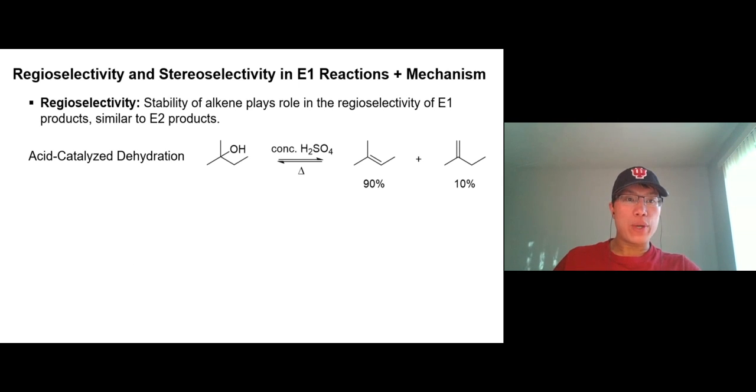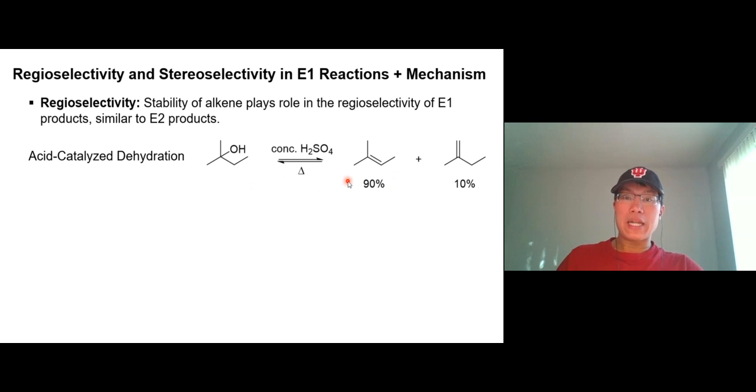Okay, so now we're going to talk about the regioselectivity and the stereoselectivity in the E1 reaction, plus the mechanism. You can go read about this, but I don't really care right now. So I want you to look at this reaction. We're going to draw the mechanism and talk about the regioselectivity and the stereoselectivity as we go by. Don't worry about it. All right, let's take a look at this one.